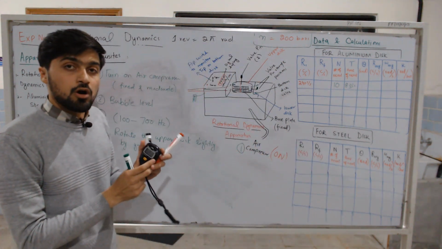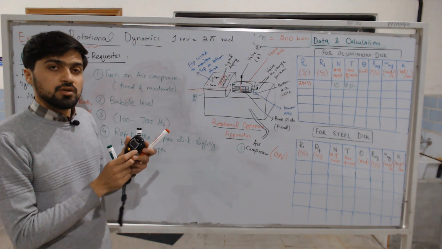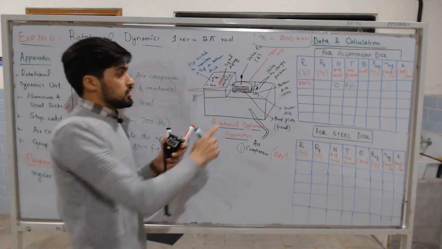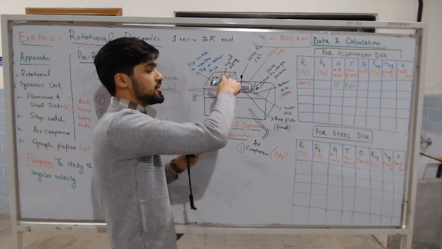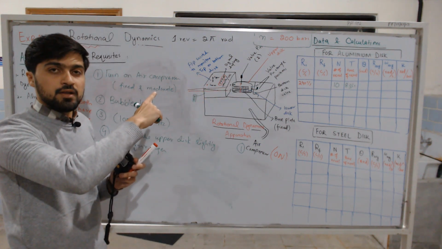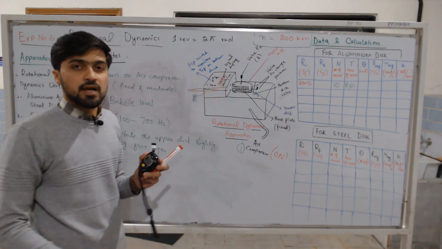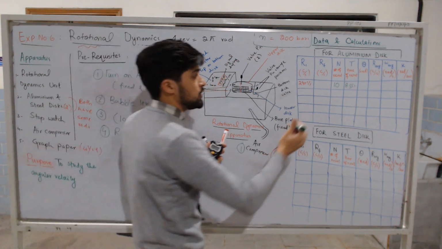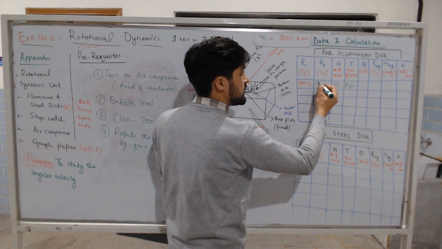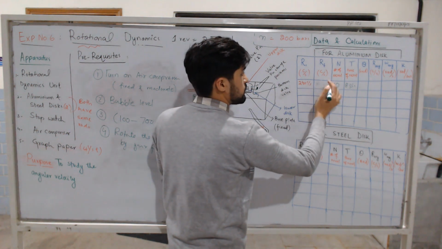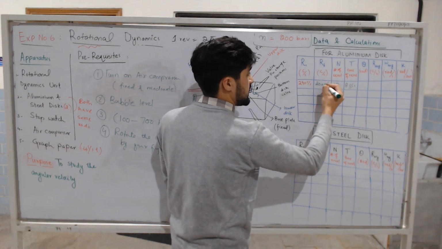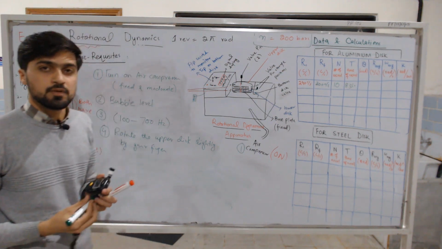As you stop the stopwatch, the digital display screen will again show you some value in counts per second. This will be your final reading. Let's say this is 200 counts per second.